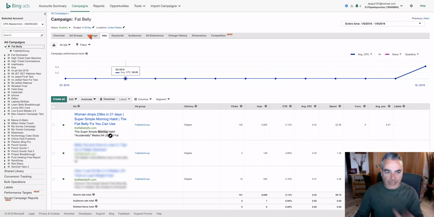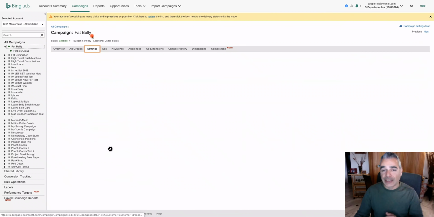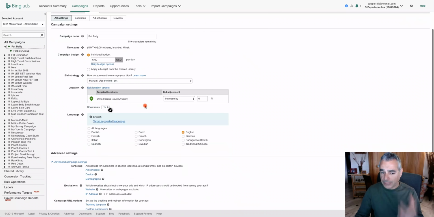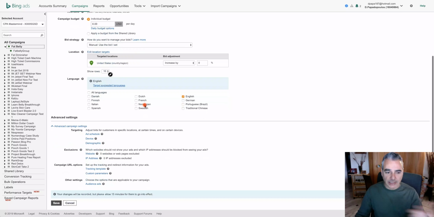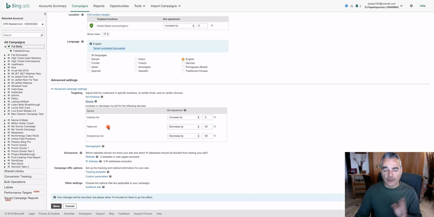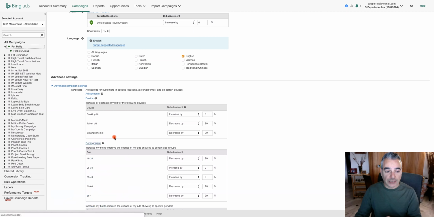Now that we got that out of the way, I wanted you to go through the settings again, because a lot of people keep missing this part. A lot of people complain that they haven't made any money yet, and there are many factors to it. Did you double check the devices, that you've decreased tablets and smartphones? Please decrease these by 90%, as you can see right there.